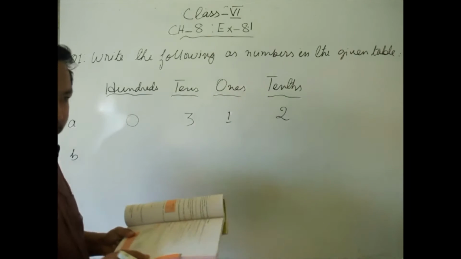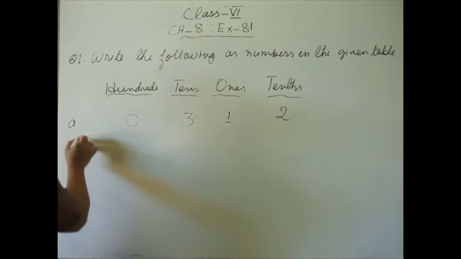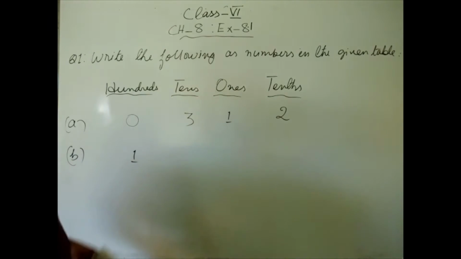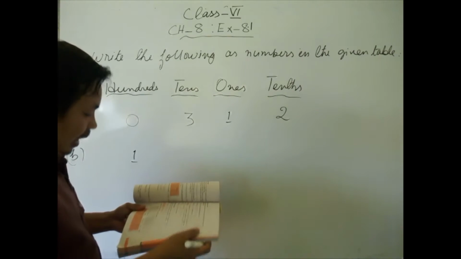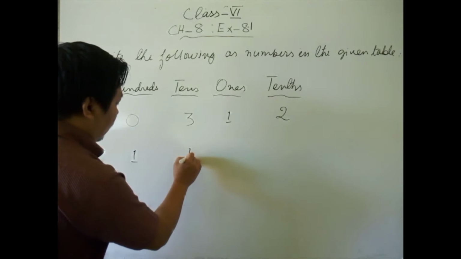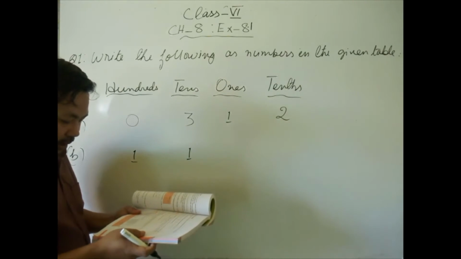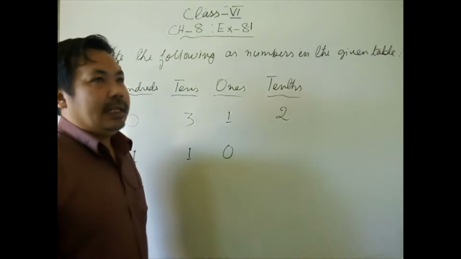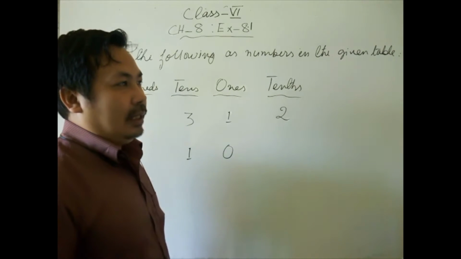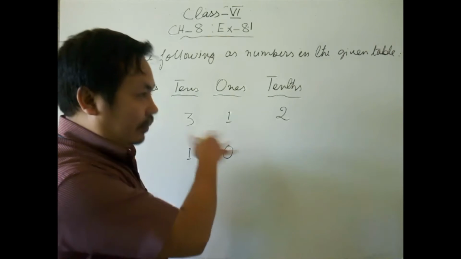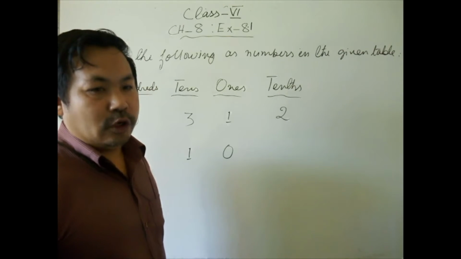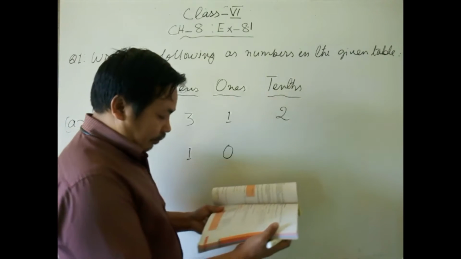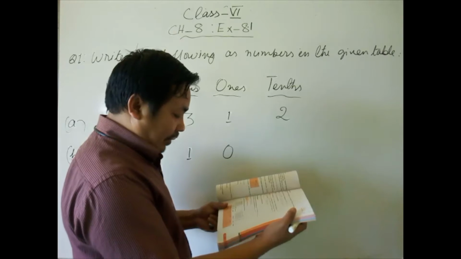And in diagram B, 100 is there, 10 is there. So we have to put 1 in the column of hundreds, and 1 again for tens, and in ones there are no ones, so we have to put 0. Where there is no number or no diagram in the place of any number place, we have to put 0. Don't forget. Okay, clear.